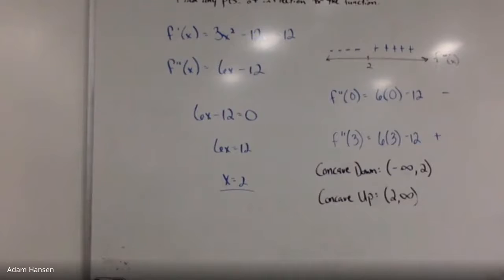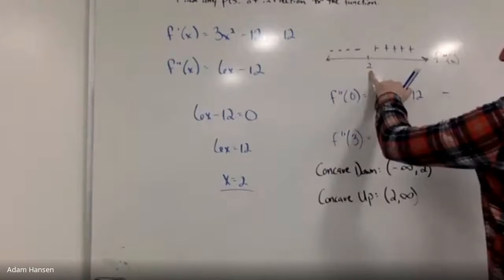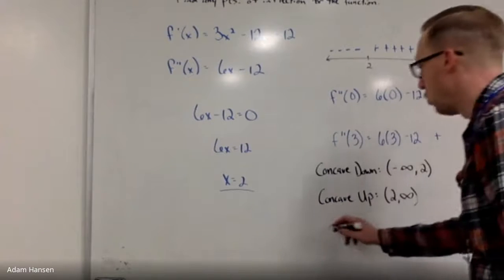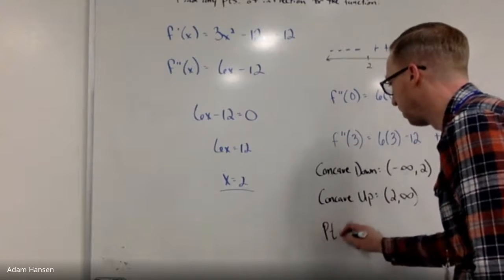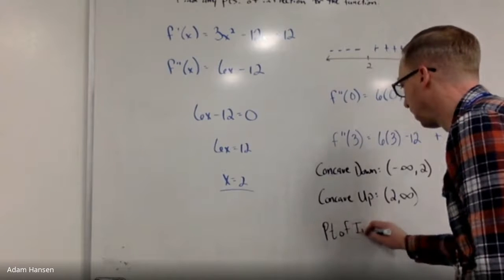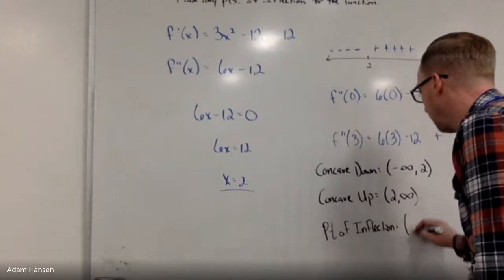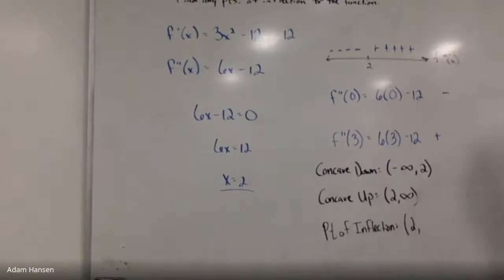Where does the second derivative switch signs? That's where we'll have a point of inflection. Well, the second derivative switches signs at 2, from concave down to concave up, from a negative second derivative to a positive second derivative. We have a point of inflection at x equals 2.